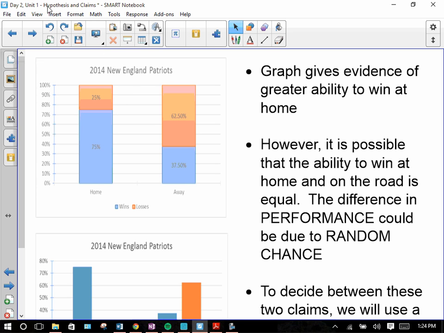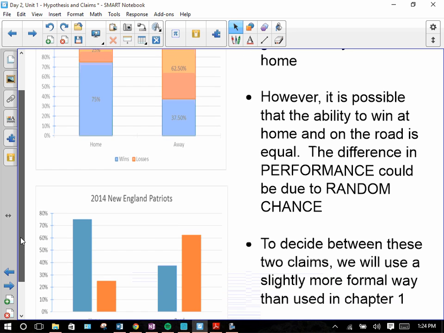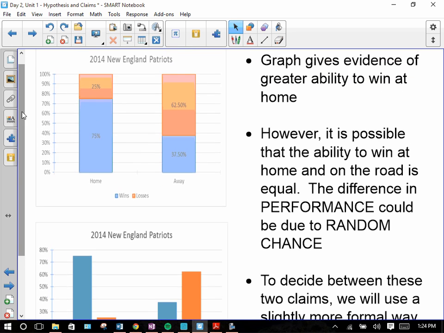Okay. So what we're saying is this. If you look at these 2 graphs, obviously, they're showing that it appears that there is a greater ability to win, right? They've won 75% of the games at home compared to 37.5% on the road. This is a little bit confusing here, and we clarify it later. There is evidence here that their ability to win at home is better than it is on the road. There's evidence, but there's not convincing evidence.